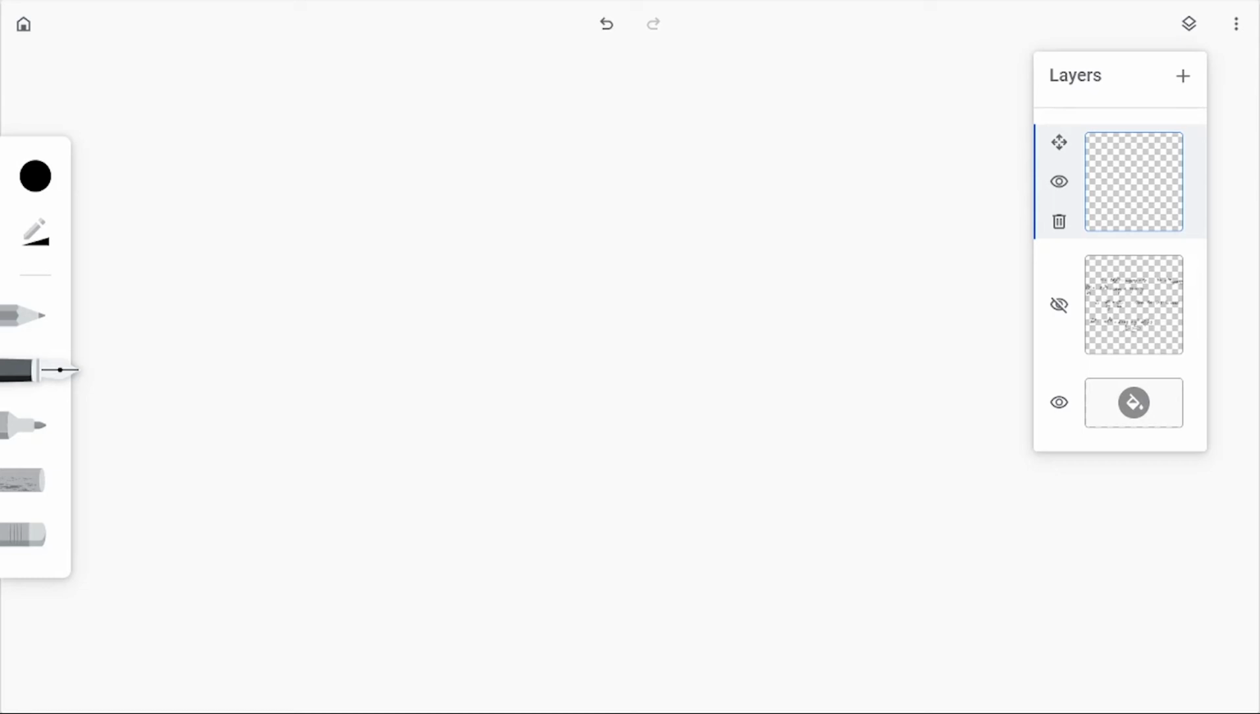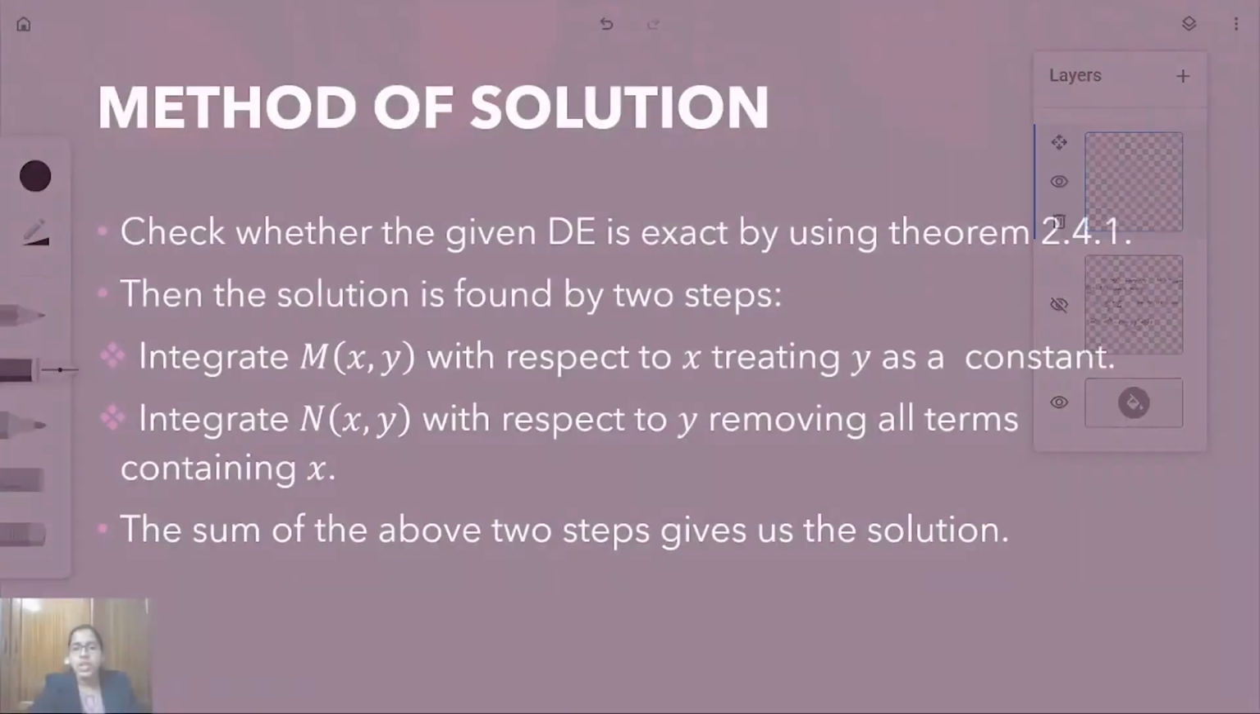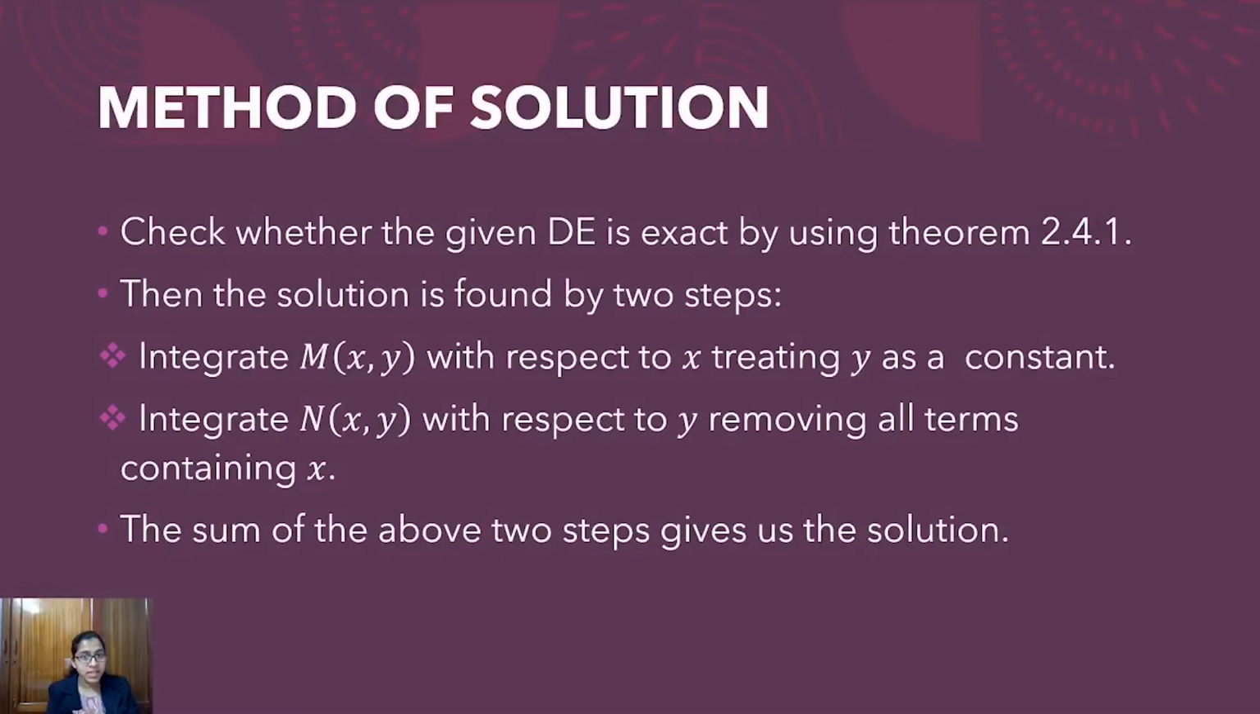Okay, so what is the method? The method is, first of all, check whether the differential equation is exact. If it is exact, then integrate m with respect to x, treating y as a constant, and integrate n with respect to y, excluding or removing all terms containing x. Okay, so this is the method of solution of an exact differential equation. I have been repeating that this is applicable for finding the solution of an exact differential equation.